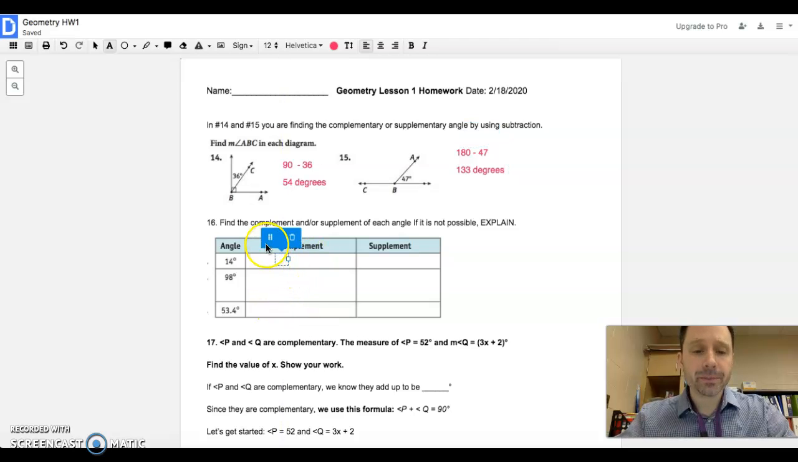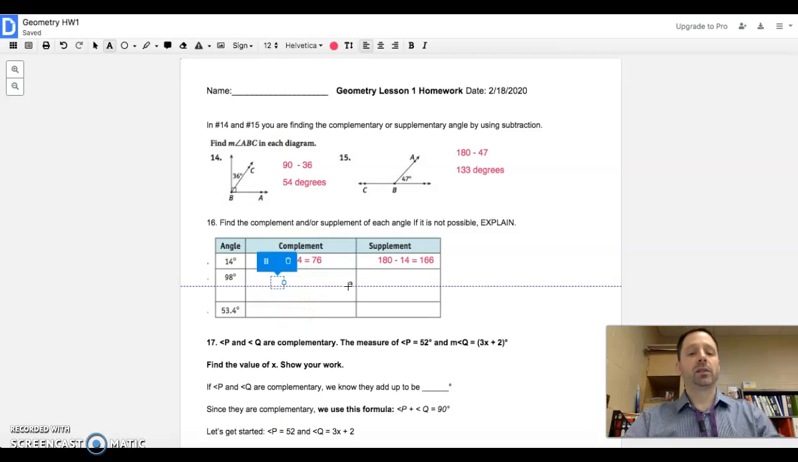All right, let's look at this. So it gives us a degree, 14, and it wants to see if we can find the complement of 14 degrees and the supplement of 14 degrees. So for the complement, we just take 90, subtract 14, and we get 66. And then for supplement, we take 180, subtract 14, and we get 166. And I apologize, this should be 76, not 66.